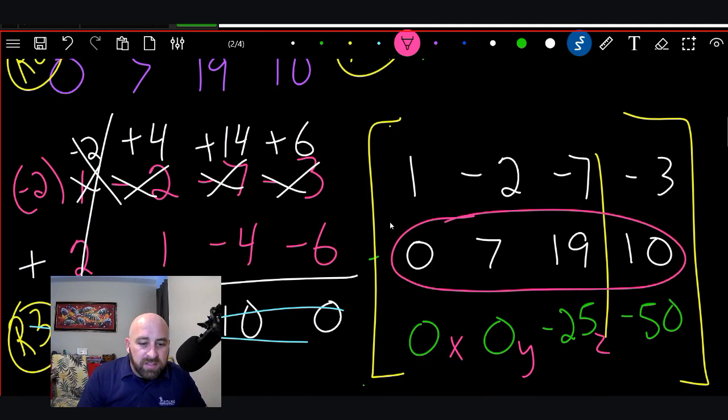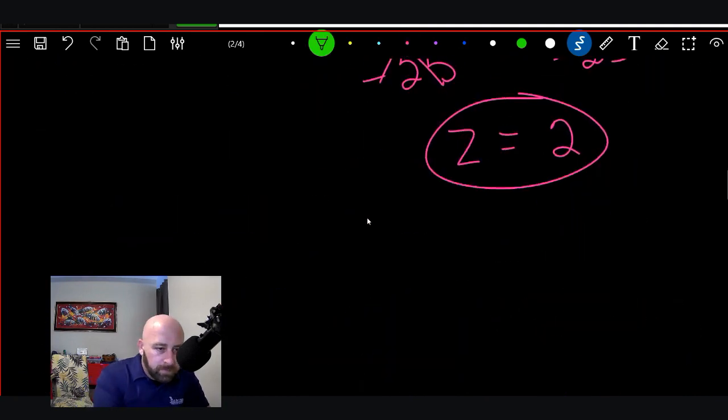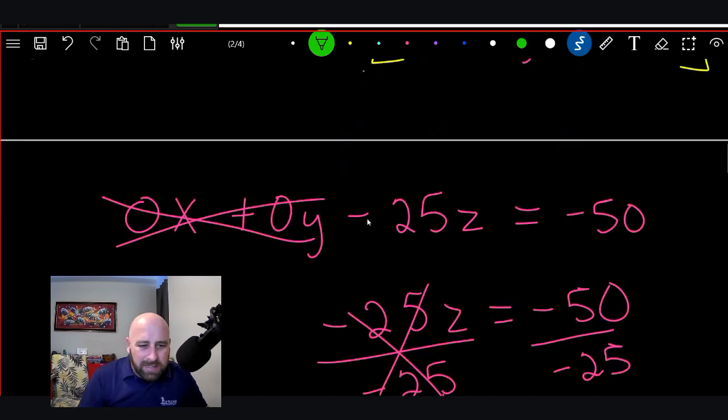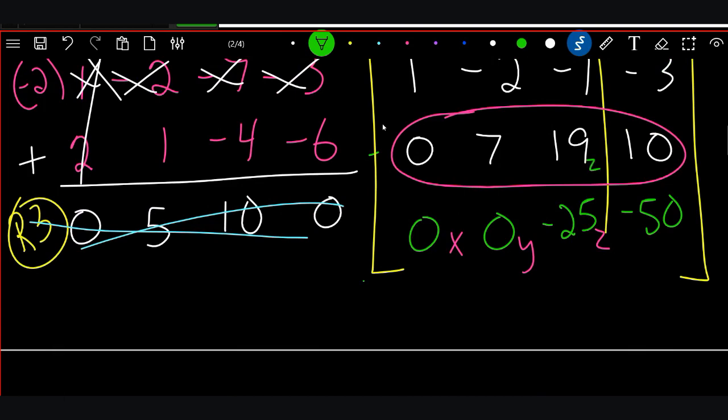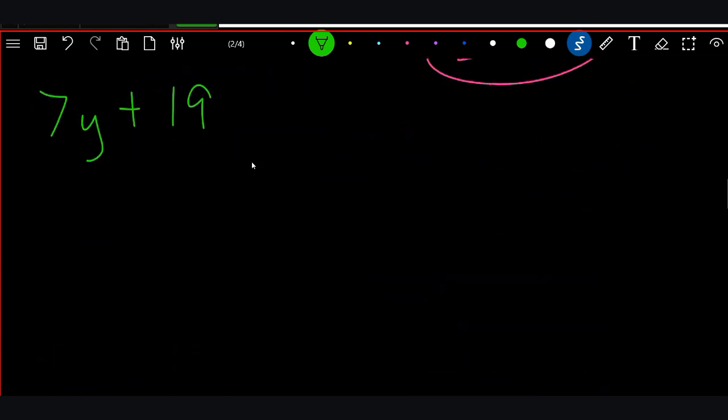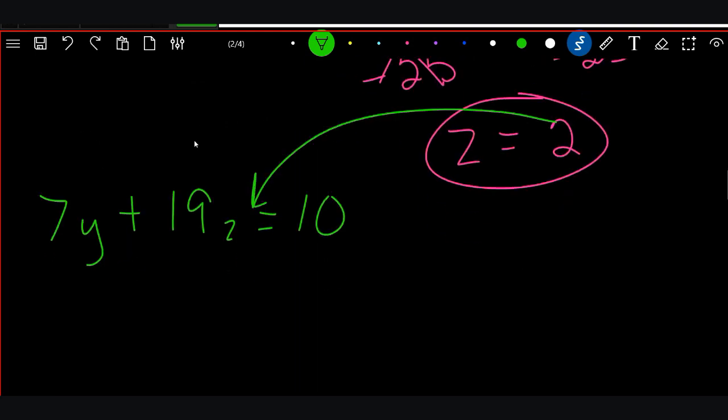Okay, so 7y plus, I think that was 19z equals 10. Now what we want to do is substitute that 2 back in for z. So we're going to have 7y plus 19 times 2, which is 38, equals 10. So we substitute our 2 back in and multiply 2 times 19.